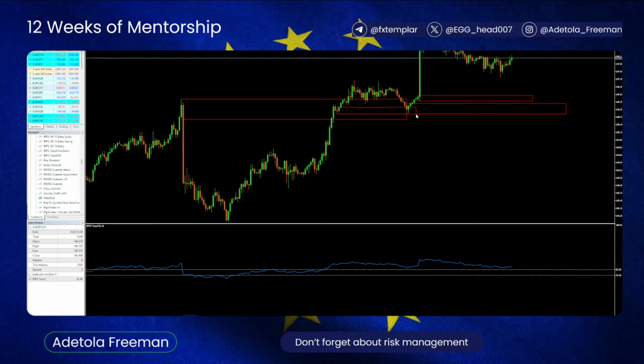What did price do? It came back to retest that same supply zone as an entry for a buy. Can you see that? It came back into that exact supply zone that has now flipped over as a demand, all right, and then used that as an entry.